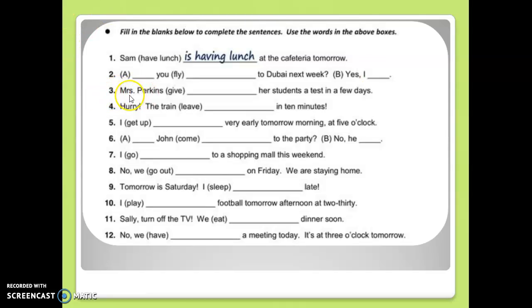Number 3. Mrs. Perkins is giving her students a test in a few days. Hurry, the train is leaving in 10 minutes.